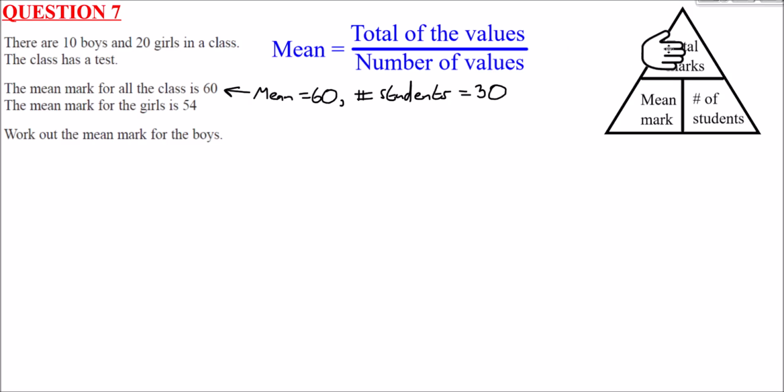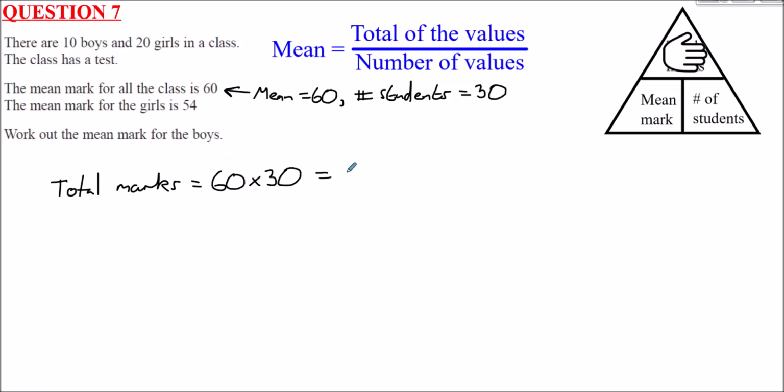So if I cover up total, like so, the total of all marks, just look what's left in that magic triangle. I've only got two things left, two things right next to each other. In maths, if you've got two things next to each other with no mathematical instruction telling you what to do, it means that thing multiplied by the other thing. So I just times the mean mark by the number of students. So I just take 60 and multiply by 30. 60 times 30. 6 times 3 is 18. Add on the zeros.